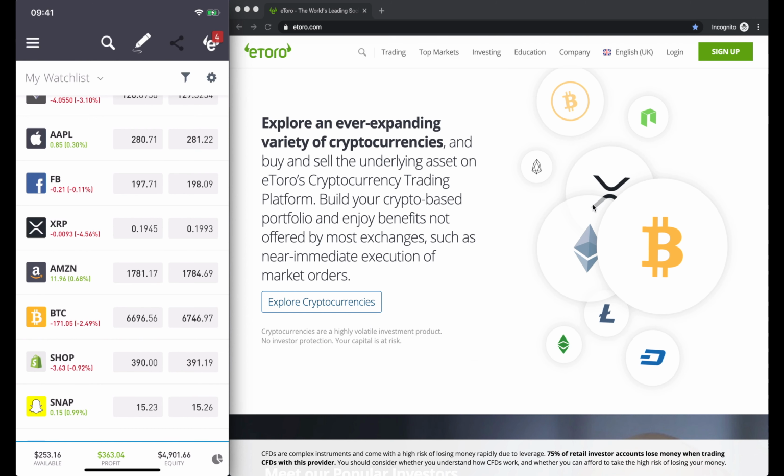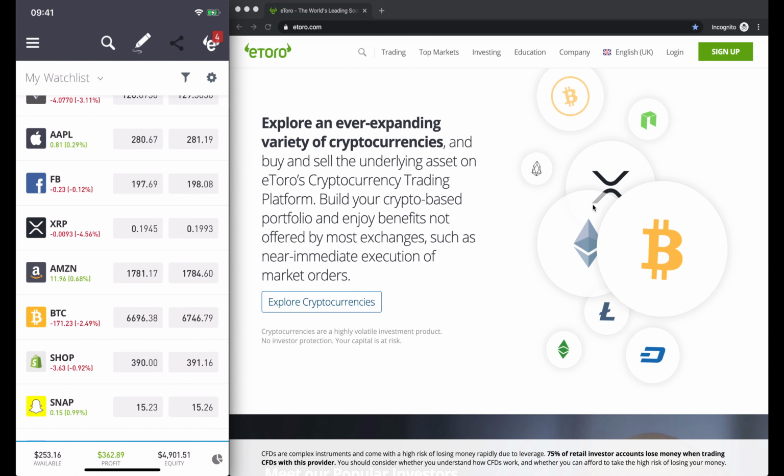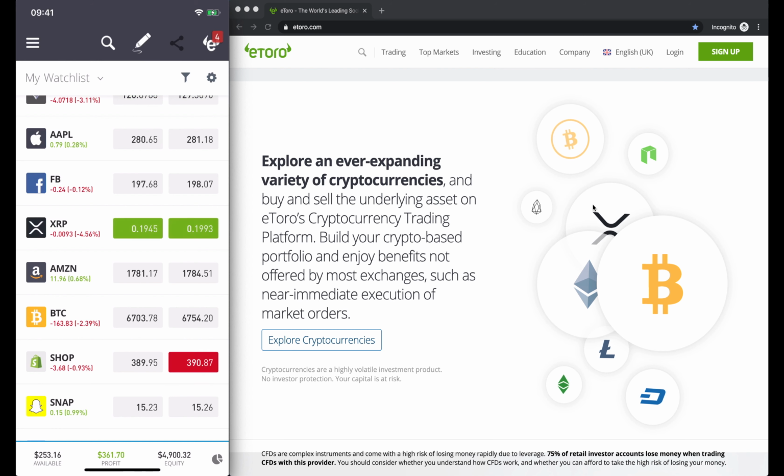In addition, eToro supports cryptocurrencies, and without arguing for or against, eToro does support the ability to buy cryptocurrencies, and depending on your viewpoint, that can be a positive or a negative. But nonetheless, the feature is there and it can be very useful. So that's a very small introduction to eToro.